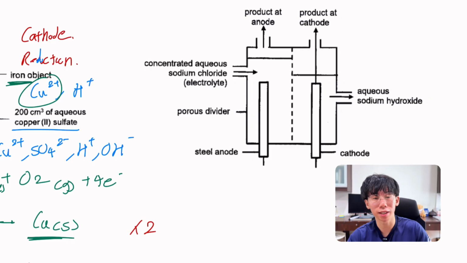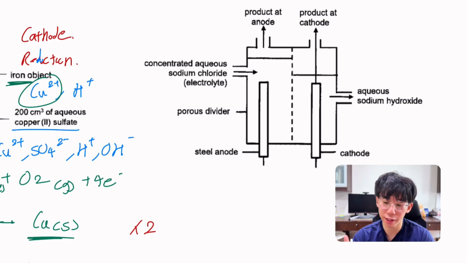Last one, I'm going to teach you how to interpret an electrolytic cell when it is a concentrated solution. But it does follow the following simple steps. First, you have to find out which is the anode and which is the cathode. In this case, they already tell you, so you do not need to know.